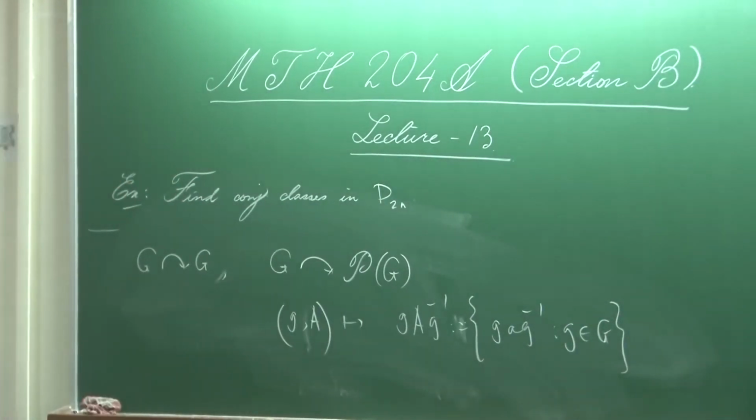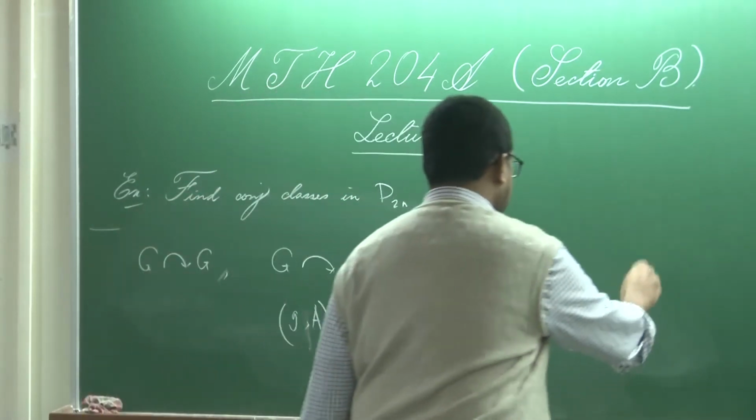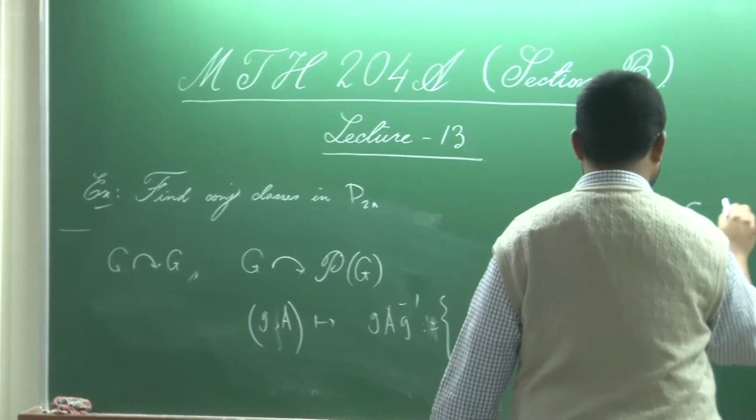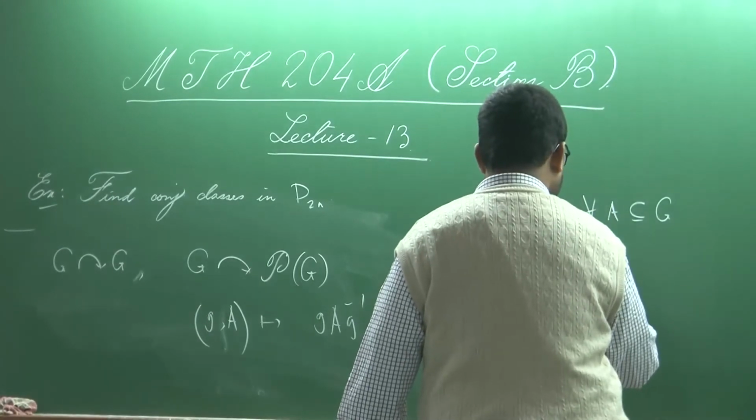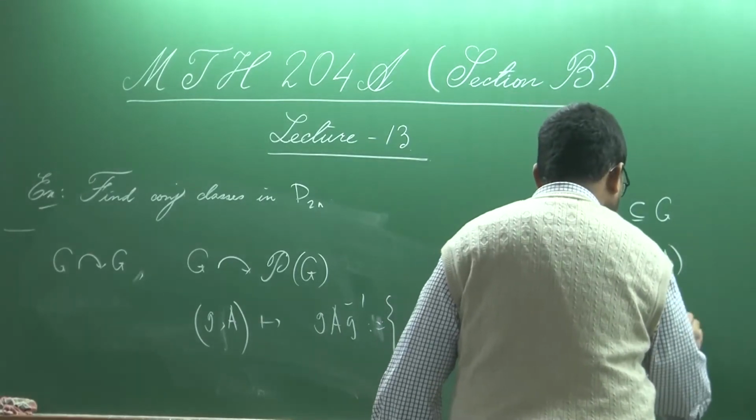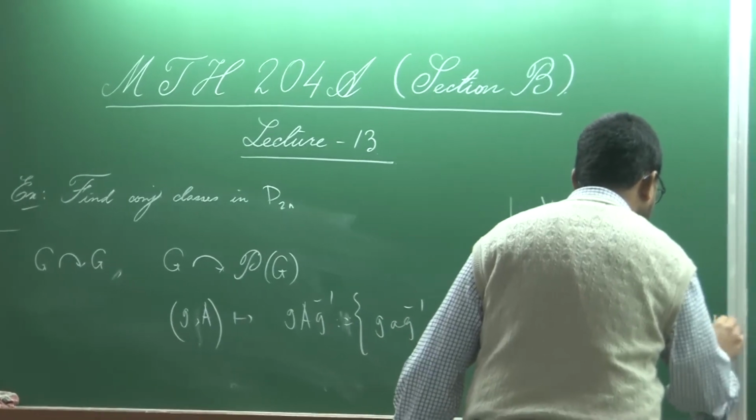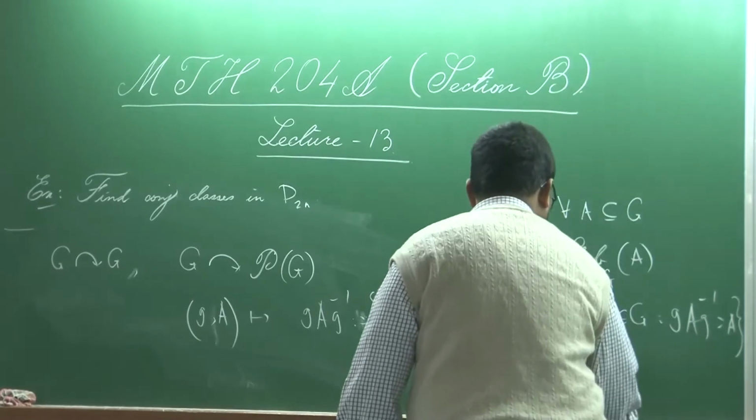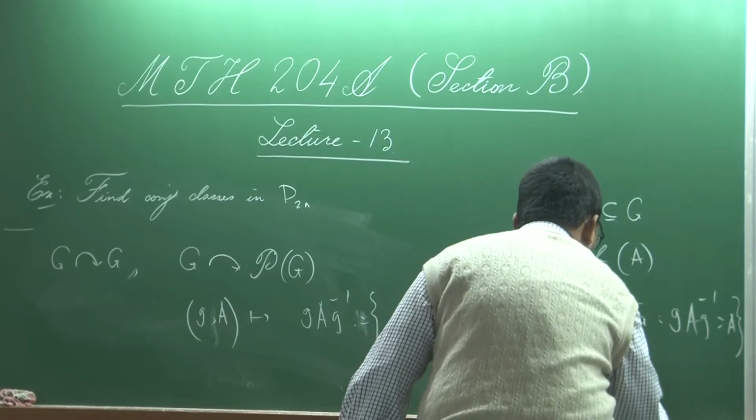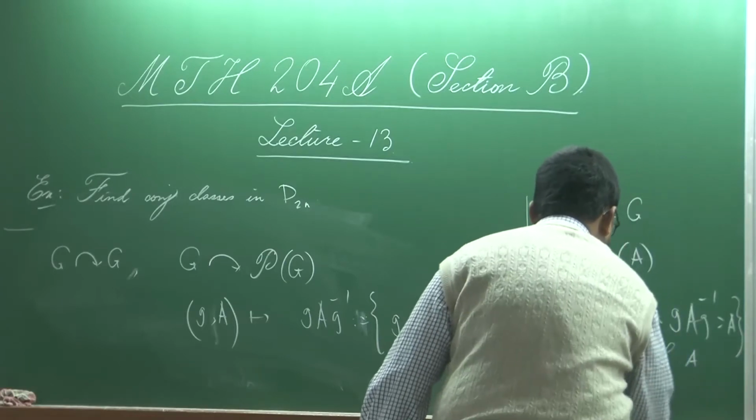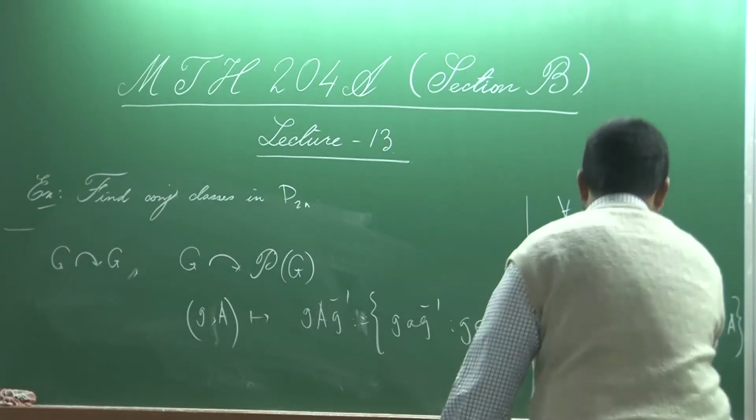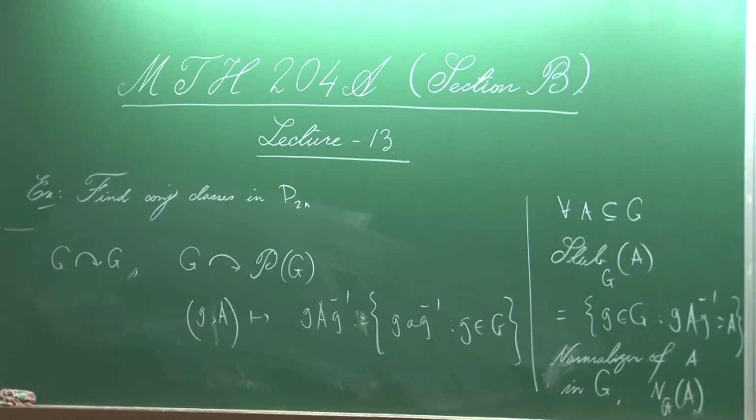So G acts on the power set of G, and since under this action it is legitimate to talk about stabilizers, for every subset A of G, the stabilizer of A is nothing but the collection of all g such that gAg^{-1} is A. In this situation the stabilizer is called the normalizer of A in G. The notation for that is N_G(A). So this is for any A.